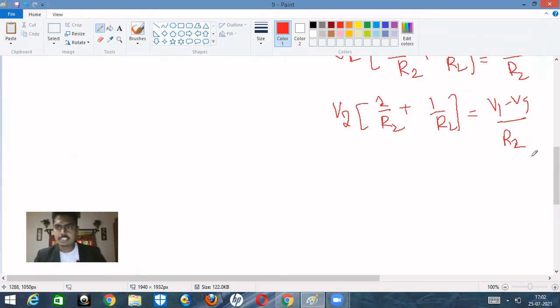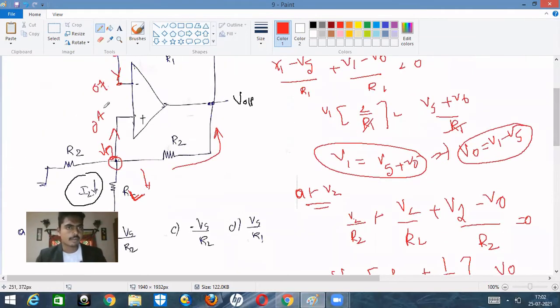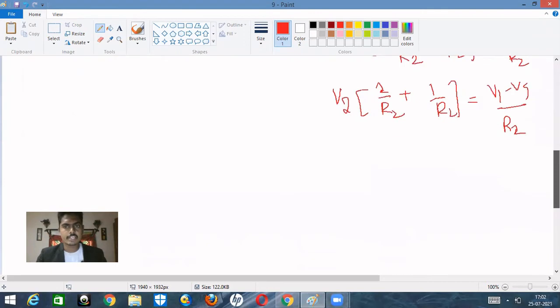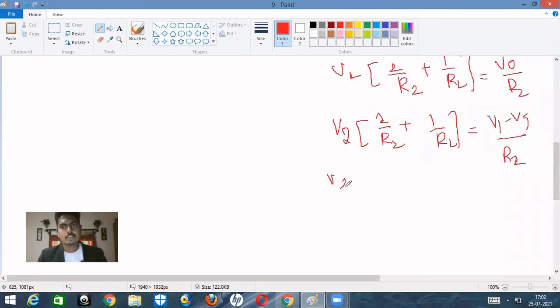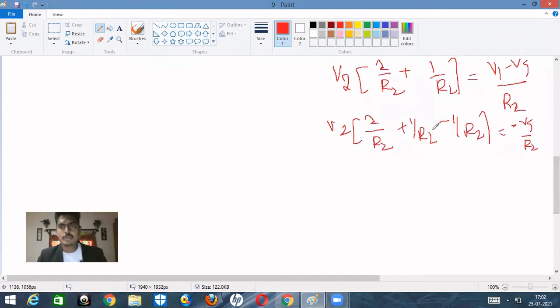And here if we observe, we can apply the virtual ground concept, so V1 will be equal to V2, obviously. Since V1 equals V2, I will combine both and write V2. So if we take V2 common, you will be having 2 by R2 plus 1 upon RL. Moving 1 by R2 to this side, it becomes minus 1 upon R2, is equal to minus Vs upon R2. Isn't it? So 2 by R2 minus 1 by R2 is nothing but 1 by R2.